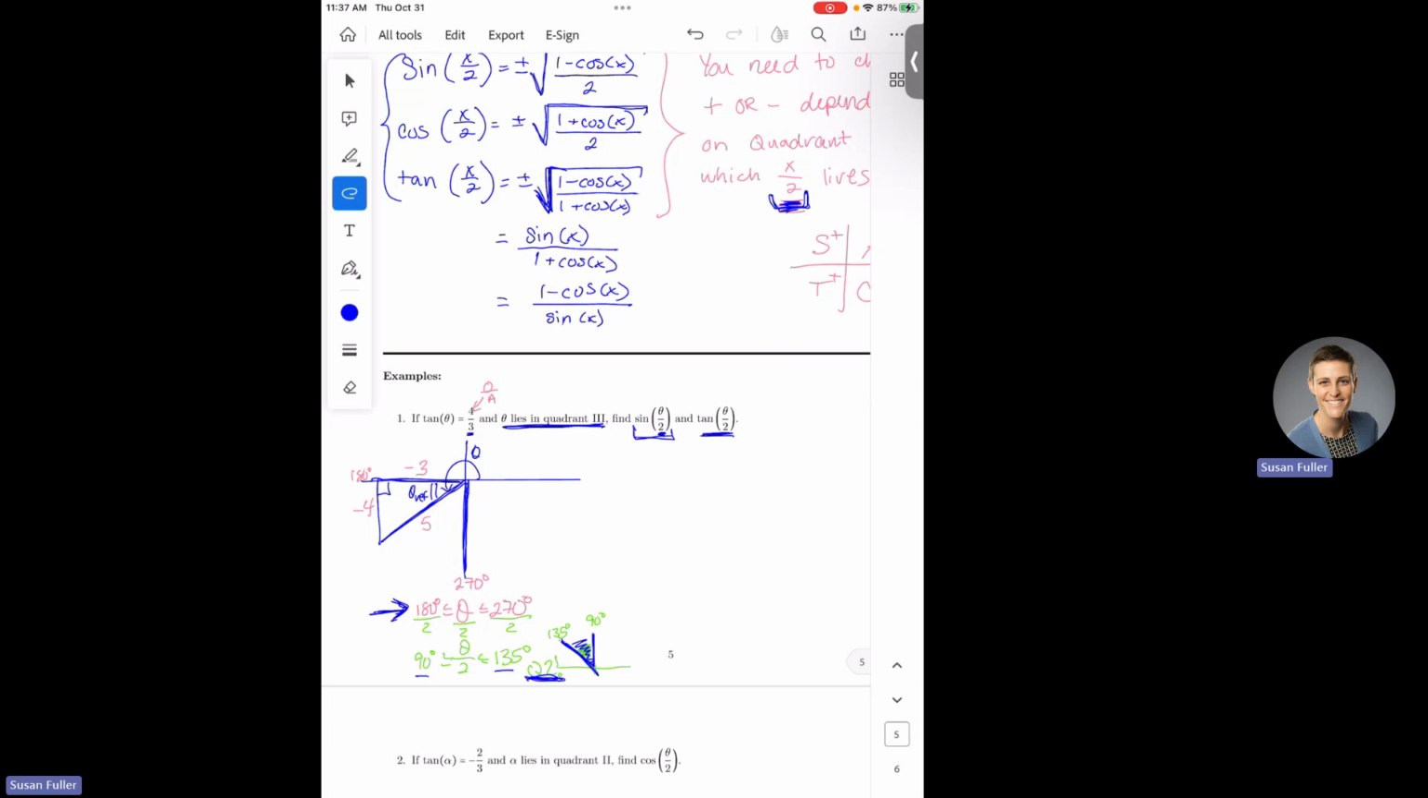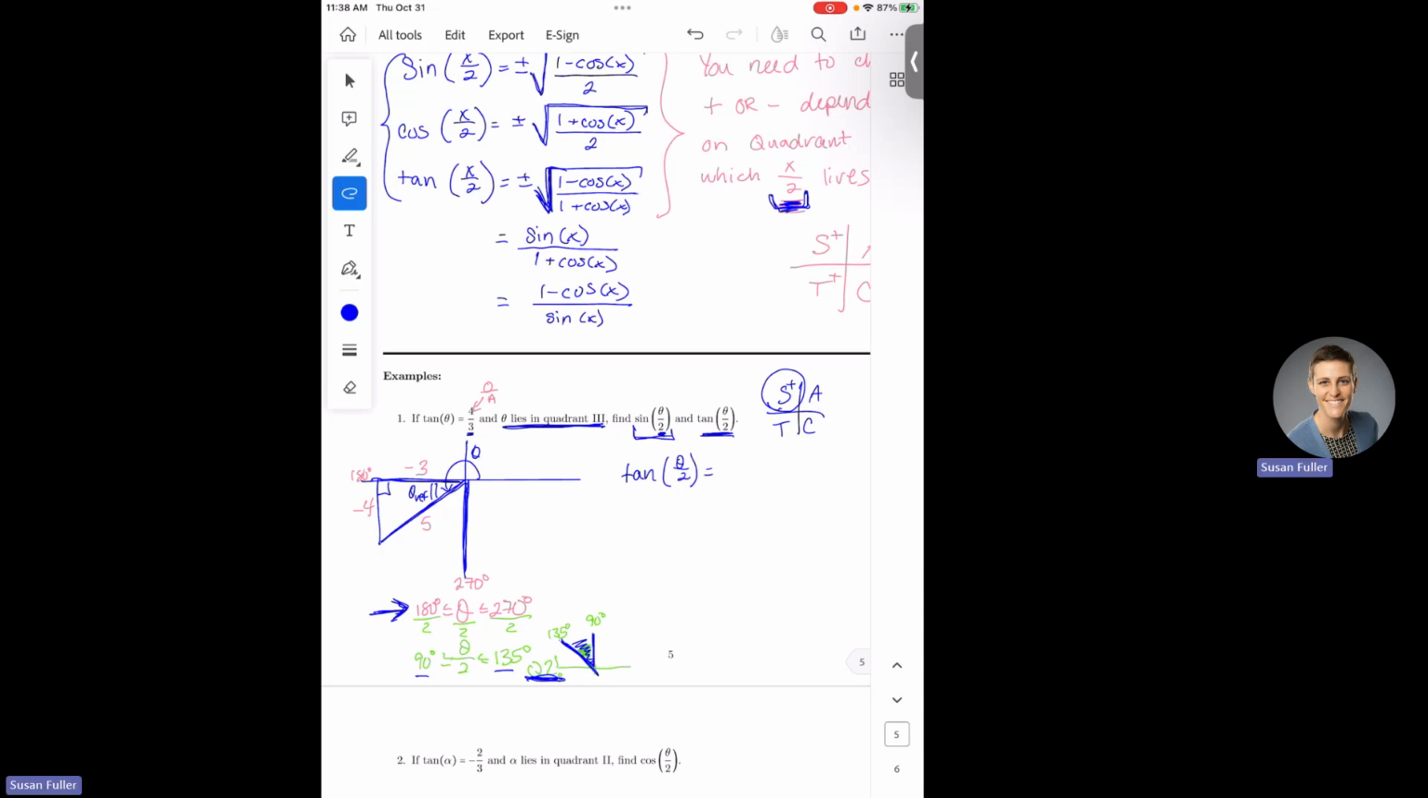So that's why we picked the sign was positive, because all students take calculus. We are here in quadrant 2, so I know that sine is going to be positive and the other two are going to be negative. Okay, so we went through the sine of theta over 2, so I'm going to do the tangent of theta over 2 here for you.